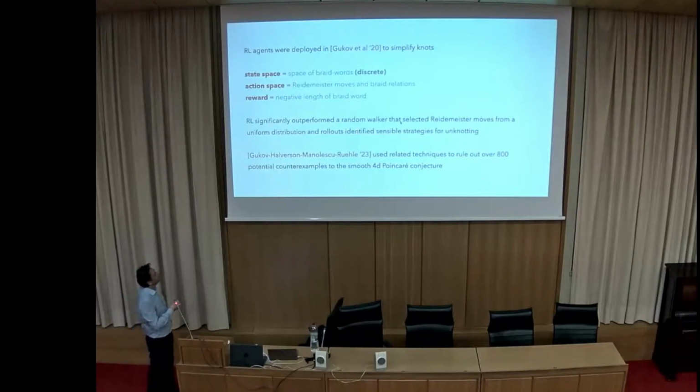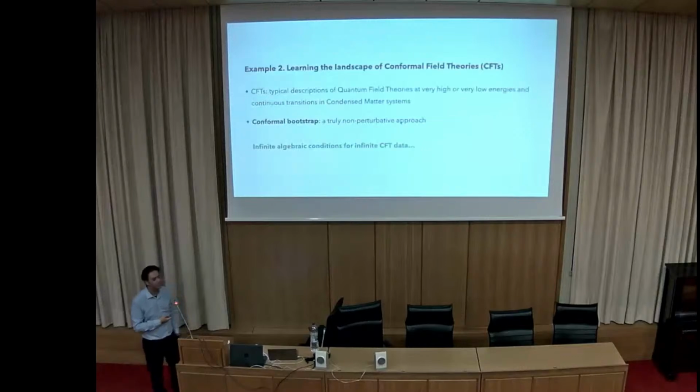So RL significantly outperformed the random walker that selected amongst all these moves from a uniform distribution, and the rollouts identified sensible strategies. And in a later paper, they used related techniques to rule out over 800 potential counterexamples to the smooth 4D Poincare conjecture. So mathematicians can use it. So we might be able to use it as well, okay, if the task is appropriate.